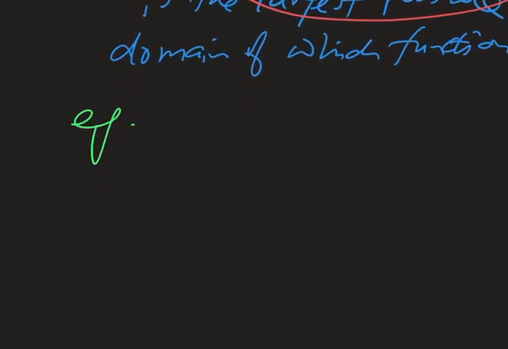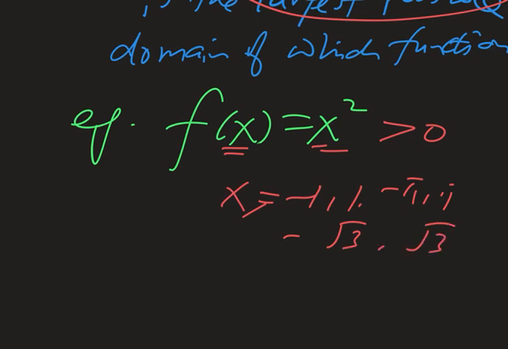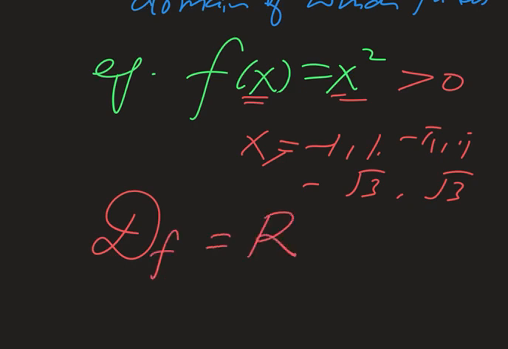Example number 1. If you have f(x) equals x squared, what would the domain be? You see, this is x squared. We know that x squared is always bigger than or equal to 0, but x can be any number. It can be minus 1, 1, minus pi, pi, minus 3, square root 3, right? There is no constraint on x, so the domain of f is equal to R. R is the real numbers.